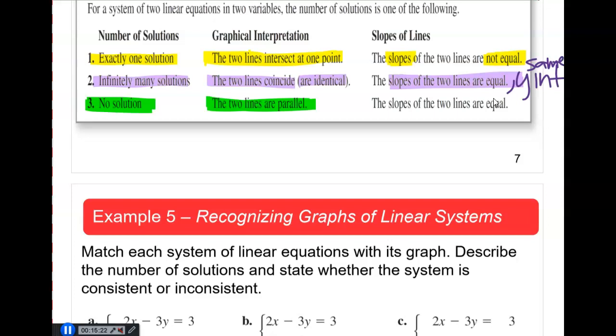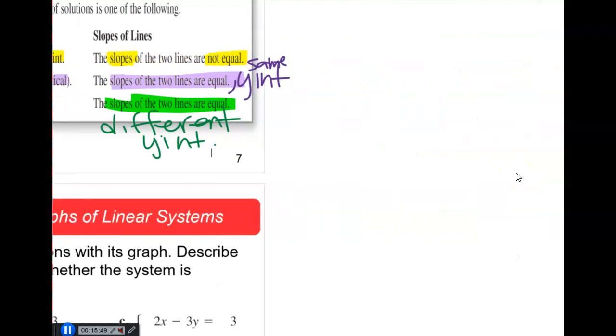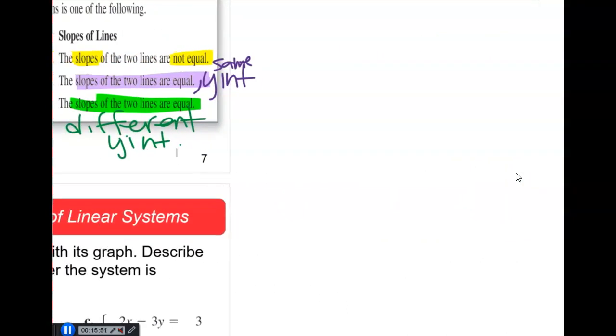Then we have the no solution case, and these lines are parallel. What happens here is that the slopes are equal, but they have different y-intercepts. Based on that, I'm going to show you a diagram that I use, so please try to write it in your notes.